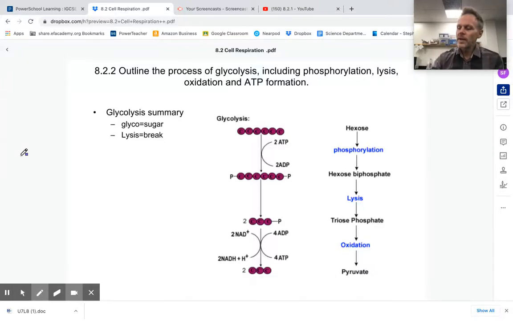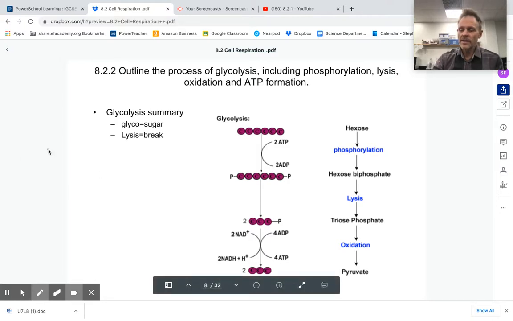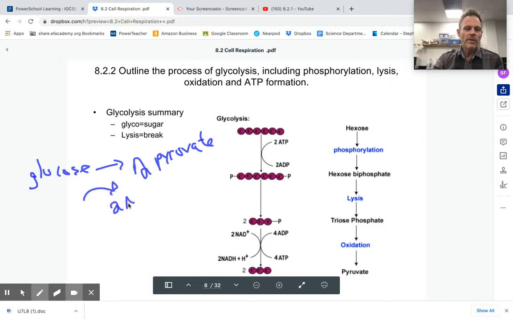8.2.2 wants us to outline the process of glycolysis. Now, you remember we talked about glycolysis. Glycolysis simply was taking glucose, a 6-carbon molecule, and changing it into 2 molecules of pyruvate. And when we do this, we get a net gain of 2 molecules of ATP. So that was glycolysis. But we need to know a little more.